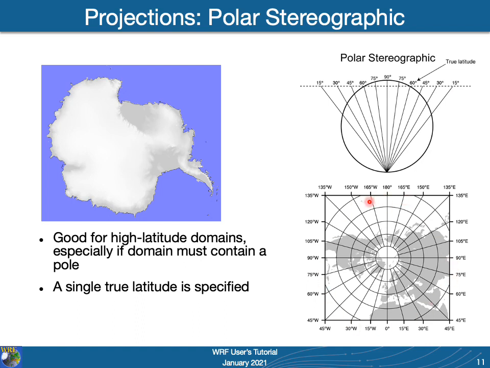So as the name suggests, this projection is good if you want your domain to contain either the North Pole or the South Pole by using a southern hemispheric polar stereographic projection. And in general, it's good for simulation domains that are centered over higher latitudes. For example, if you wanted to run a simulation over Greenland, the polar stereographic projection might be a good projection to choose.